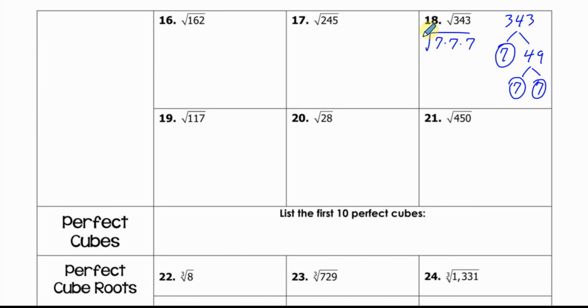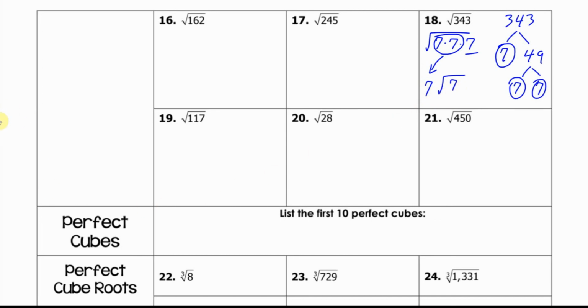And again, I remember with square roots, there's an understood 2 there, which tells you you're looking for groups of 2. We're looking for pairs. And again, 2 on the inside of the square root gives me 1 on the outside. This guy doesn't have a partner. It has to stay put. And we get 7 square root of 7.